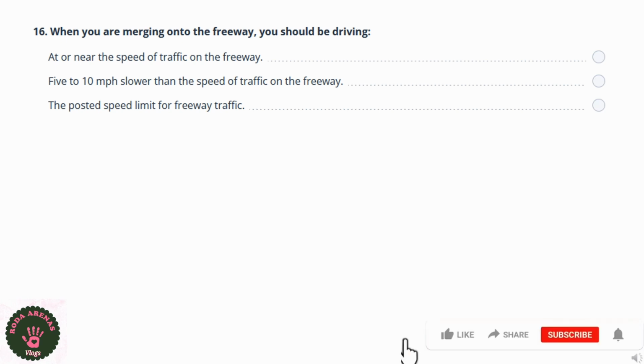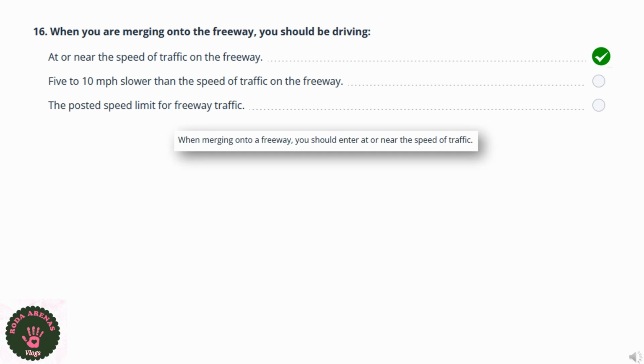When you are merging onto the freeway, you should be driving at or near the speed of traffic on the freeway, 5 to 10 miles per hour slower than the speed of the traffic on the freeway, the posted speed limit for freeway traffic. The correct answer is at or near the speed of traffic on the freeway.